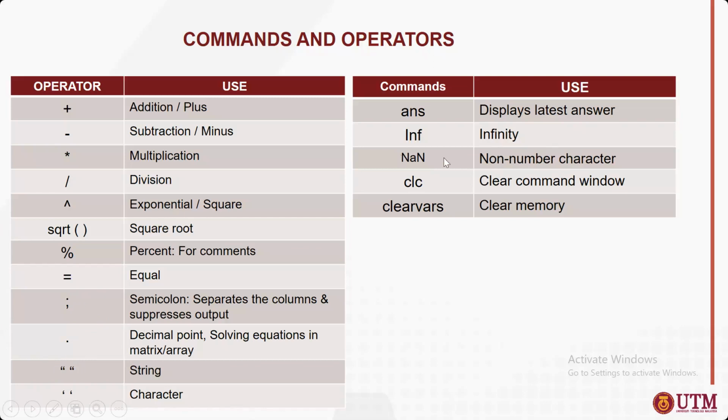And on the right, you can see some of these commands Nicholas showed you just now. First one would be ans. It is to display your answers. And next one would be inf, which means infinity. And then followed by NaN. This NaN is a non-number character. Sometimes you might get an error saying that this is NaN. That means you should change your character to a different one. And next one would be clc, to clear your command window. And the last one would be clear vars, like what Nicholas showed you just now. It is to clear the memory, clear everything from your workspace.